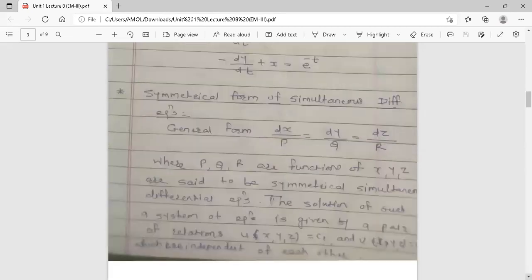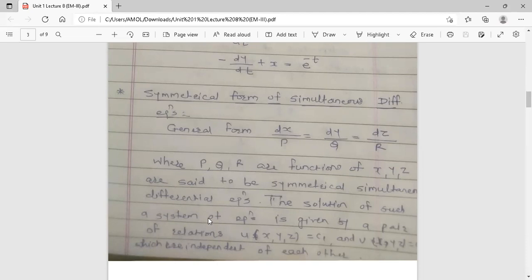Try yourself. Now next topic is symmetrical form of simultaneous differential equations. What is symmetrical form of simultaneous differential equation? The general form is dx upon p is equal to dy upon q is equal to dz upon r. This is the form, then it is called symmetrical form, where p, q, r are functions of x, y, z and said to be symmetrical simultaneous differential equations.